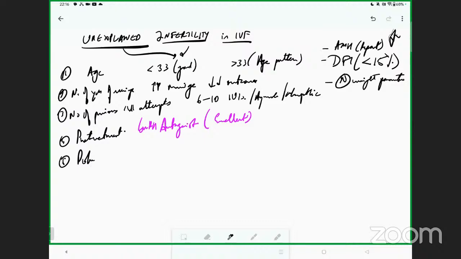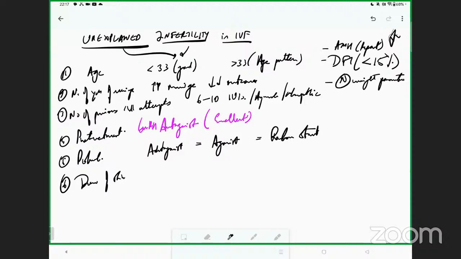Now, commonly everybody will say that you should do antagonist protocol in unexplained infertility. But remember, antagonist protocol will give almost the same outcome as agonist and random start protocol. There is no difference in the outcomes of all of these. Absolutely no difference.